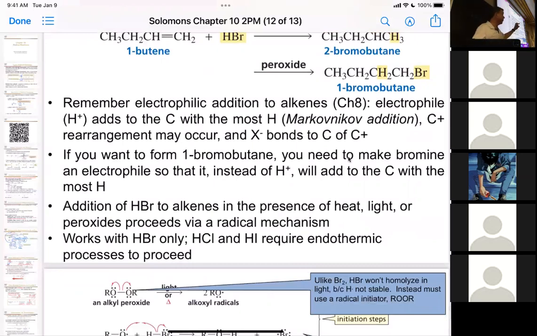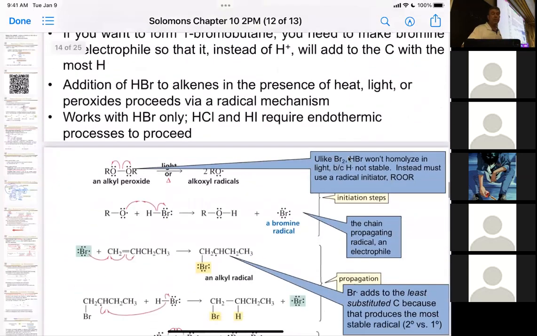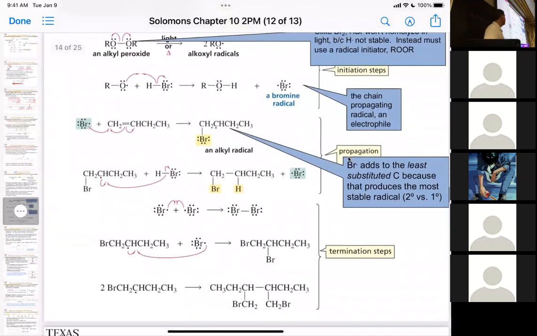Well, we have 3 steps in any radical reaction. We have initiation, propagation, and termination. So let's look at those. We're going to initiate with our peroxide because we want to generate our radical. Why don't we just hit HBr with light? They have 2 different electronegativities. They'll probably split apart with the hydrogen going as a positive and the bromine going as a negative. So it won't work. So we have to have that initiator.